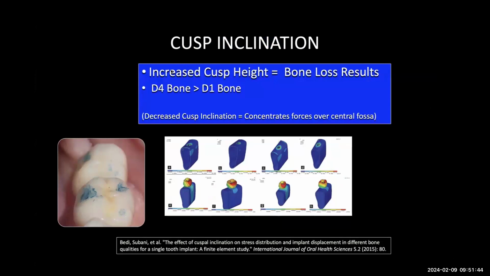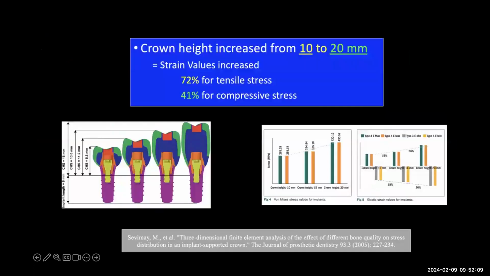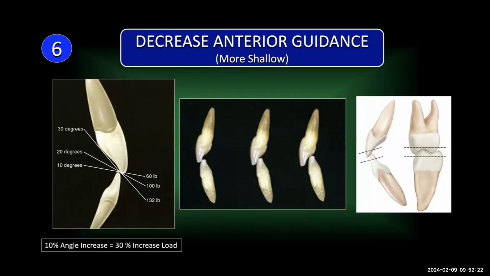Here's a study that looked at increased cusp height resulting in bone loss. It's more significant when there's poor quality of bone. And that is an in vitro study, and it does make sense. We want to reduce the crown implant ratio; we want a 1-to-2 crown implant ratio. We don't want a 2-to-1, because now that becomes a vertical cantilever. And there's a ton of in vitro studies, computer studies, that show the amount of force to not only the screws, the bone, the abutment, and the resultant complications that can result from that.